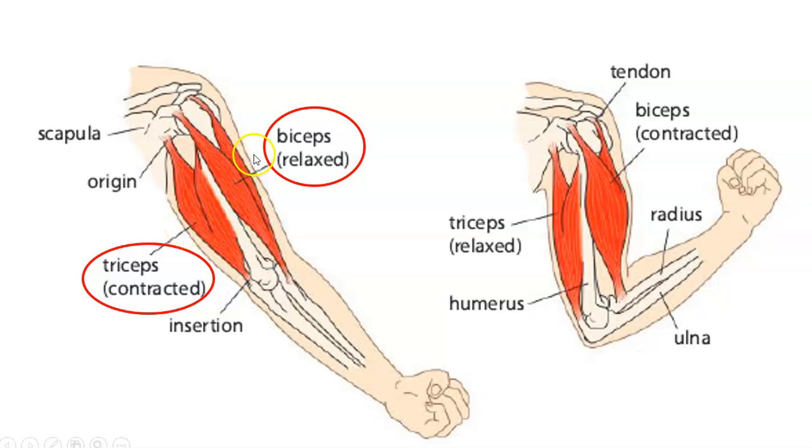And if biceps is in relax, which is in this condition, then triceps should be in contracted condition, and vice versa. So if the biceps is contracting, this means that the triceps is in relax. So they cannot both at the same time be contracted or in relax. Let's see what are the other names that we are going to learn.